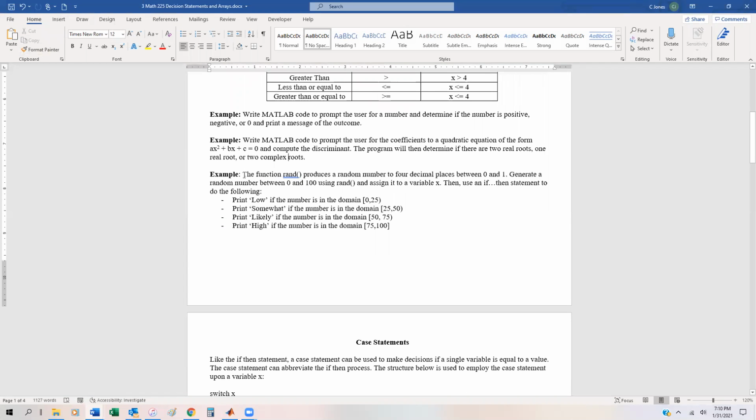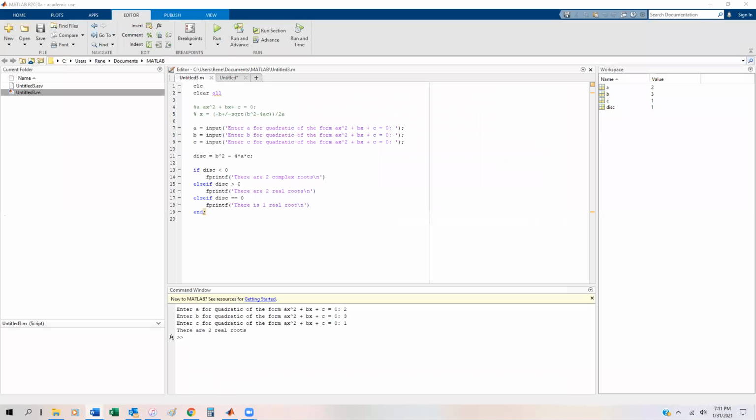And we want to use the function rand. Right? And rand produces a number accurate to 4 decimal places between 0 and 1. And we're going to generate a random number between 0 and 100 using the function and assign it to a variable x. Then we're going to use an if and we're going to print out these four statements. Right? So we're going to print low if the number is in the domain from 0 to 25, 25 to 50, somewhat likely. So maybe it's like a probability type problem, whatever it might be. All right, so let's get rid of this stuff.